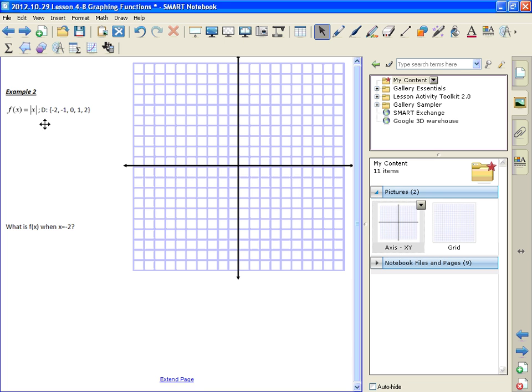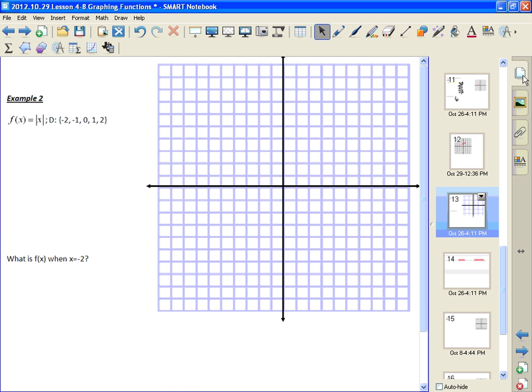Okay, so on example 2, we have f of x equals this. What is that little thing right there, the x with the lines around it? Actually, it's under my keys right there. Do you remember what it's called? Starts with an A. Anybody remember? Absolute value. Okay, so we're going to be looking for the absolute value function.